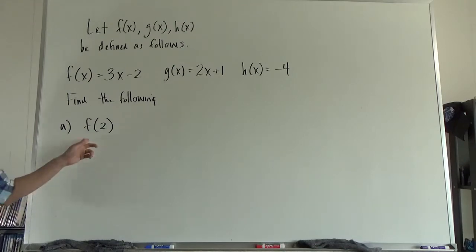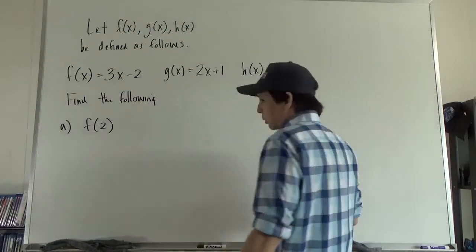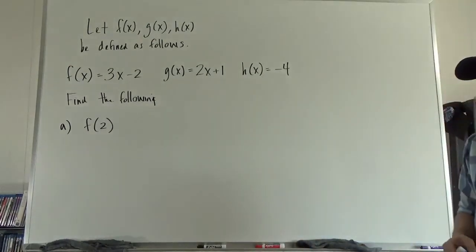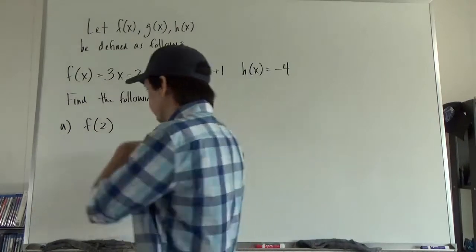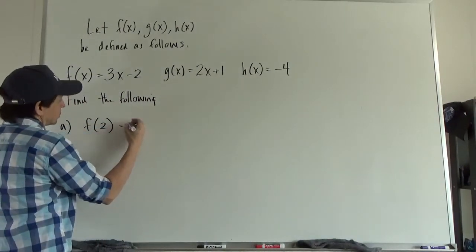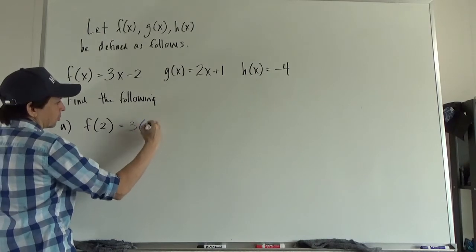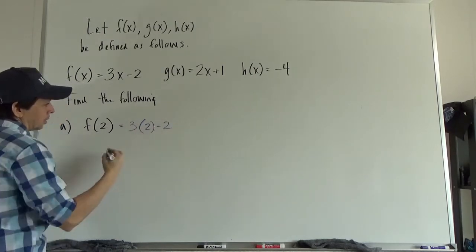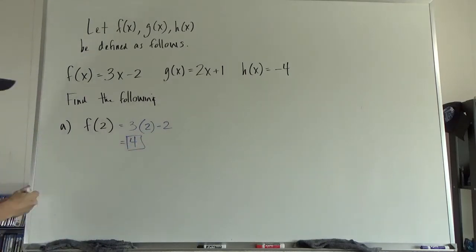Okay, so f of 2 has a value, and we're just trying to find that value. And it's different from the previous f of 2 because it's a different f we're talking about. So we're going to do it fresh and plug it into there. Following this rule right here, 3 times positive 2 minus 2. Okay, and you get 4. So f of 2 is equal to 4.